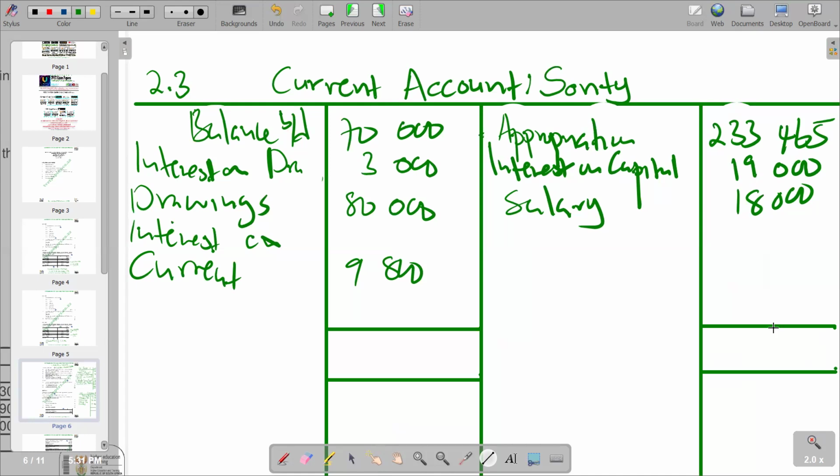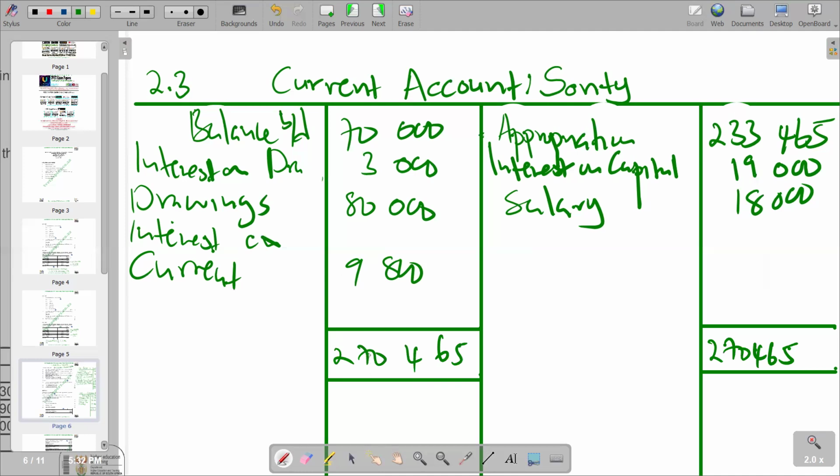So we have our double lines. Now, if we add the total of the debit and the credit, we are going to see that our credit is going to be the greater total, and we check how much there. The total of the credit is 270,465, which is the greater total. So this is what we have.